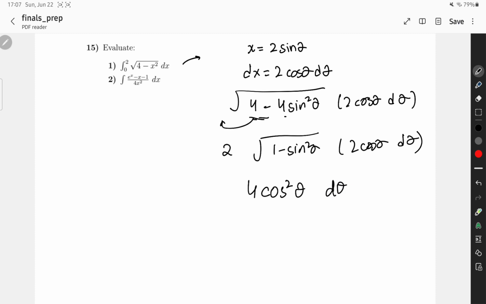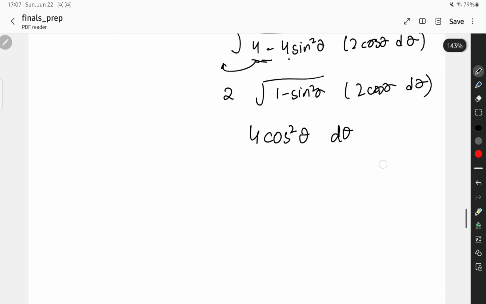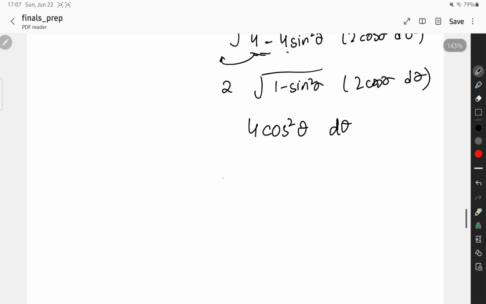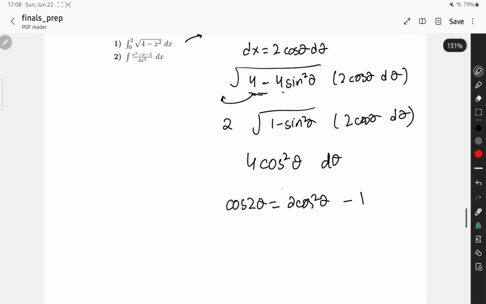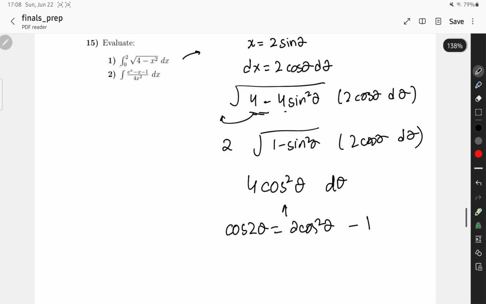Of course, you can do this using the double angle identities. I think you can use cos 2 theta equals 2 cos square theta minus 1. If you use this, you can substitute it as cos 2 theta, and remember to change the limits, because you're changing the domain of the functions that you're evaluating. You should accordingly change the limits, so you can do that.